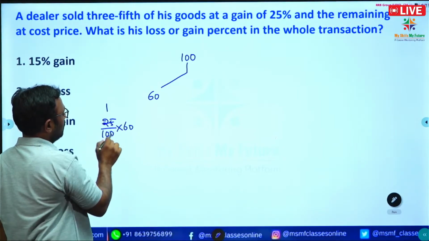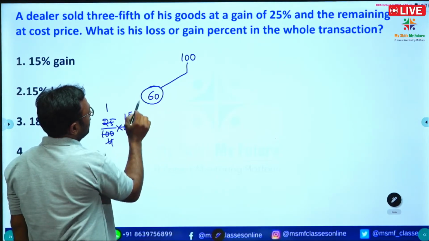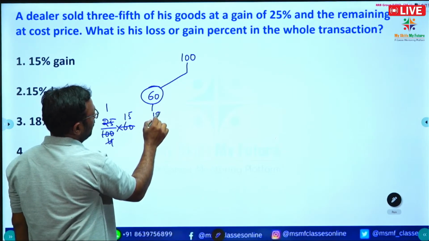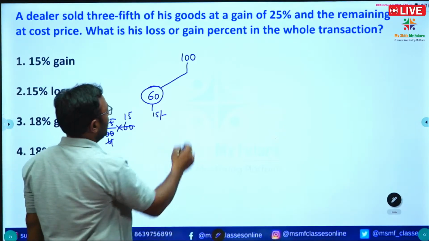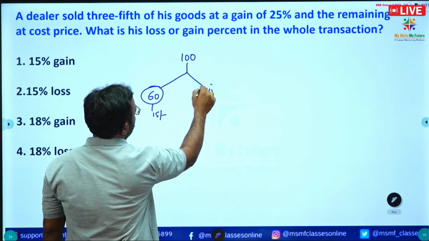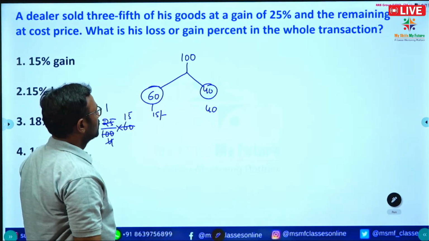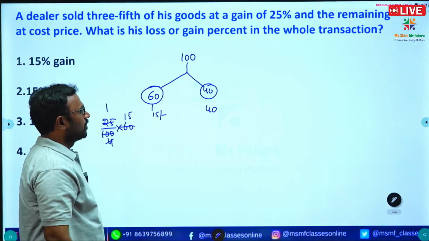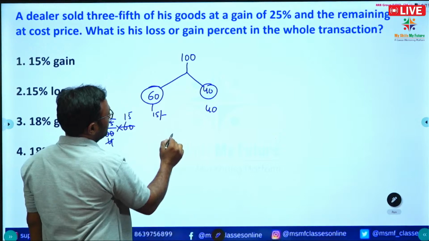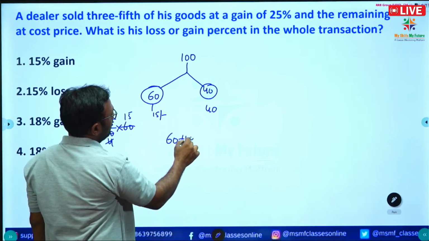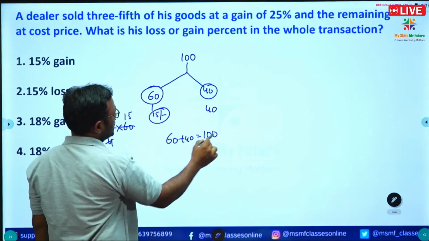One fourth of 60 is 15. So on the 60% of goods, the gain is 15 rupees. Are you getting it? Right. Next, 40% of goods is sold at cost price itself. So what is the percentage on the total transaction? 60 plus 40 is equal to 100% of goods sold, but he gets 15 rupees more.